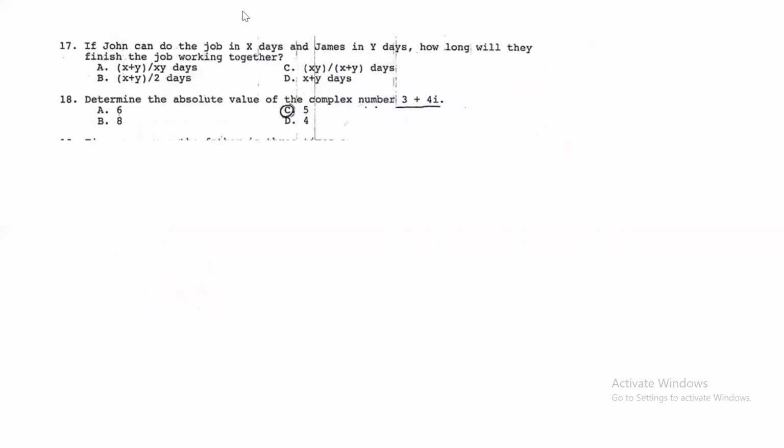17. If Josh can do the job in X days and James in Y days, how long will they finish the job working together? So, itong 17. So, si Josh, 1 over X. So, dun tayo sa case 1 ng work problems, no? So, hinahanap natin yung 1 over total time nila. So, plus yung kay James is 1 over Y is equals to 1 over total. So, hinahanap natin dito yung total. Pagsamahin lang natin tong dalawa, no?